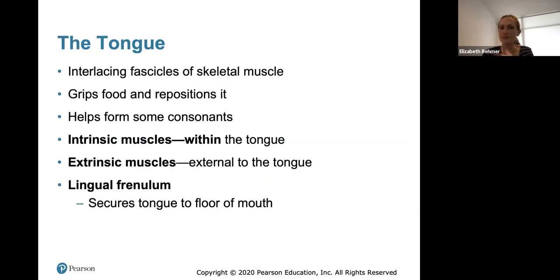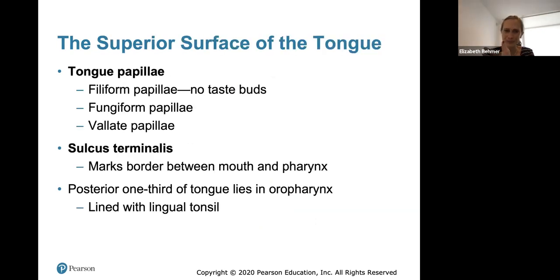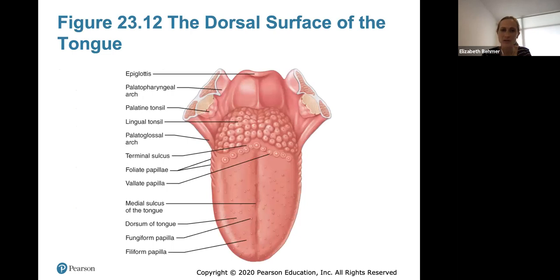The tongue is very important for gripping food, repositioning it, and helping us swallow. So there are lots of muscles associated with the tongue. You have different papillae on the surface of the tongue, which are bumps that have your taste buds in them. You can see those papillae shown there.